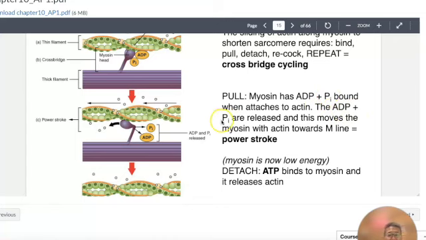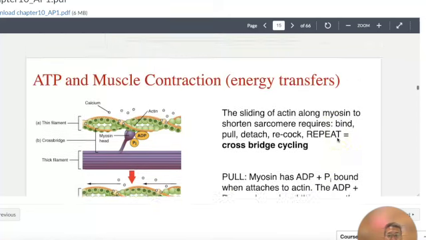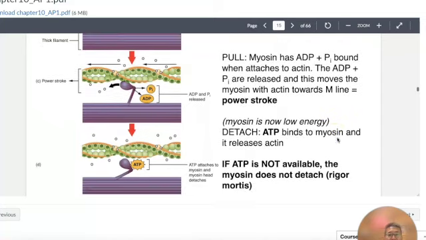The ADP and the P are released. And this moves the myosin and actin toward the M line. So it moves it closer. This is called a power stroke. ATP then binds to the myosin. This is how it is then released.